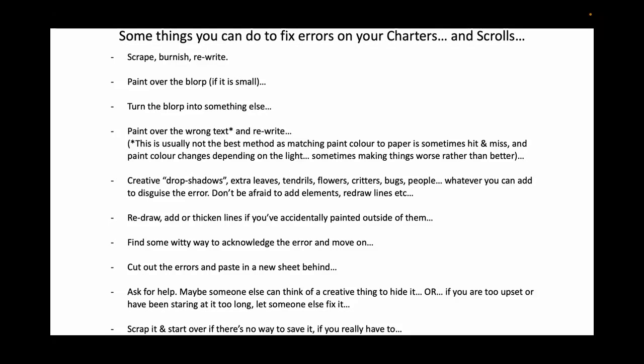You can paint over the blurb if it's small. You can turn that blurb into something else, happy little ladybugs or whatever you can come up with. You can paint over the wrong text and then rewrite it. Again, as I said earlier, it's not my favorite method, as matching paint color and paper is sometimes hit or miss, and it changes the properties of the paint depending on the light.